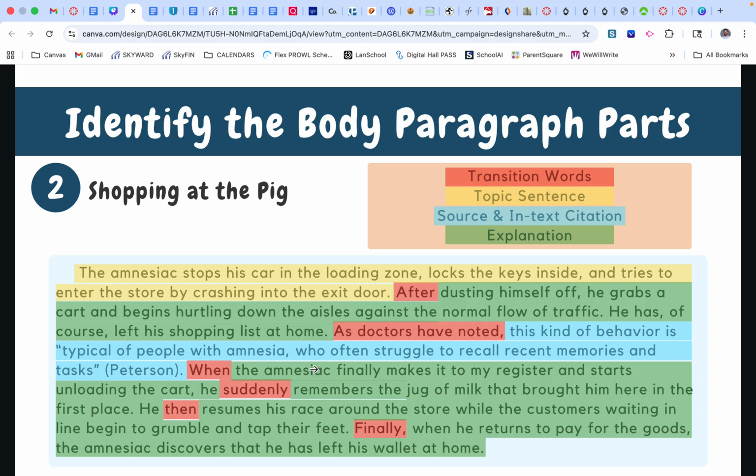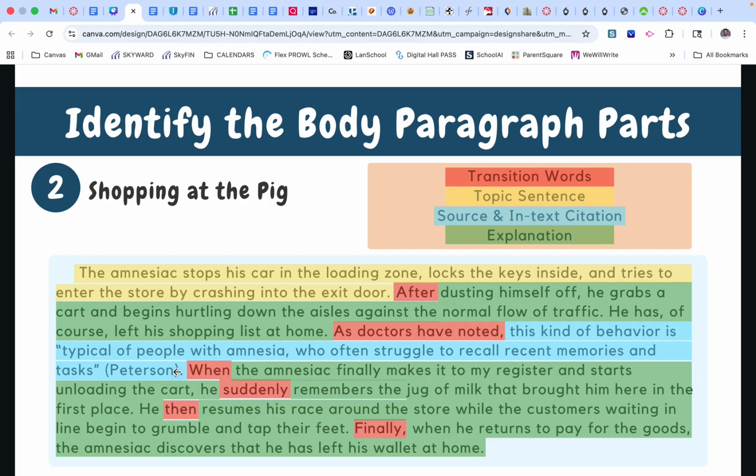So where did you get this information from? Because you're probably not the first one to have done all this research. So tell us where you got it. So that's where here in the blue, as doctors have noted, this kind of behavior is typical of people with amnesia who often struggle to recall recent memories and tasks. So you quote it to say, hey, I got this from somebody else. And then you give the name of the person who wrote it and put it in between parentheses. Pretty easy to do in text.